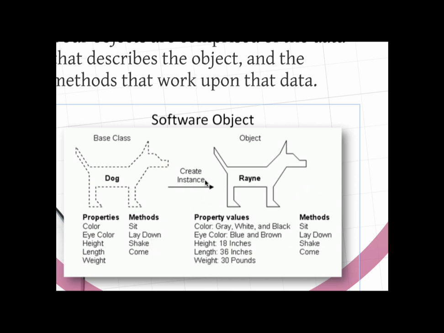And so we'd create instances of that object in our game, such as we could have a dog called Rain. It could be gray, white, and black. It could have these property values, and it can do all of those same methods. And we could create lots of different types of dog objects, all from this same base class. So we only have to write the code once for the base class, and we can create many different types of objects in our code.